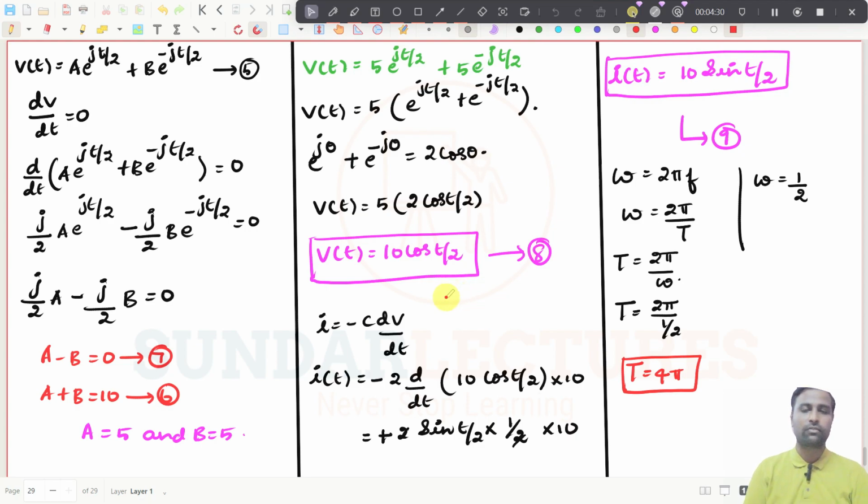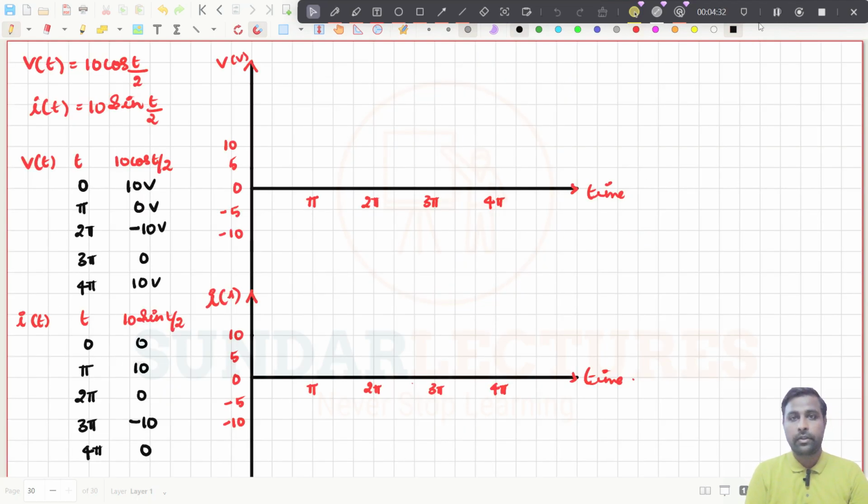So we will take it to the new page. Right now you see I have just taken the graph here, and in this graph we are going to plot V of t and I of t. V of t is 10 cos t by 2 and I of t is 10 sin t by 2. We know these two expressions, and now if I put t equal to 0, pi, 2 pi, 3 pi, what values am I getting here? I am just going to plot it out here. So what are these values?